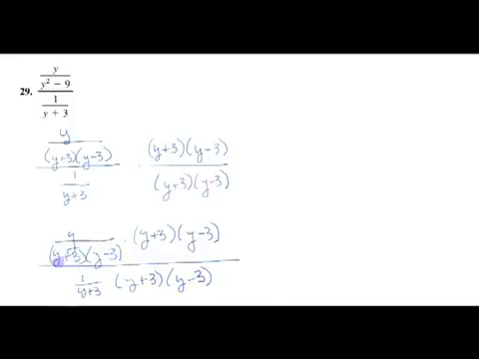Now I can cancel. Y plus 3 cancels, y minus 3 cancels, y plus 3 cancels, and I'm left with just a y on the top and a 1 times y minus 3 on the bottom, so just y minus 3.